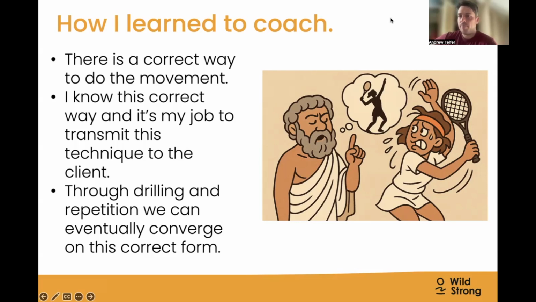And you can see from the image right here, you've got Plato right there talking about what the platonic ideal of a serve is. And then you can see his coaching client is getting flustered because she's trying to listen to all these different cues and the perfect way to do it. And actually, she's getting really confused by the whole process.